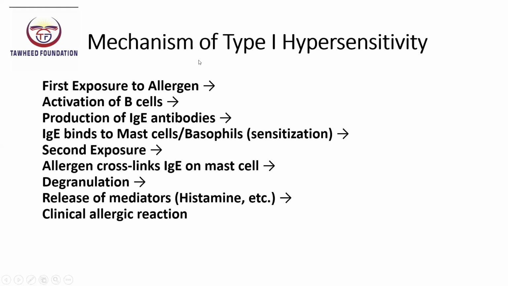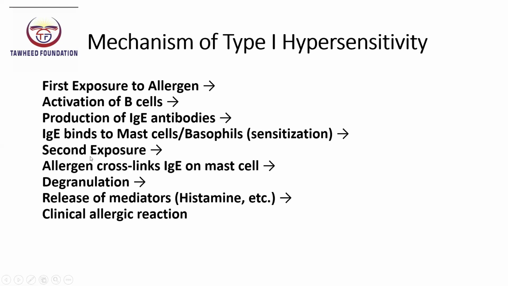Next is mechanisms of type 1 hypersensitivity. To understand the sequence of events, let's follow the flow. So first, exposure to the allergen triggers activation of B cells. These B cells then differentiate into plasma cells that produce IgE antibodies. The IgE antibodies bind to mast cells and basophils. That process is known as sensitization, making them sensitized cells.